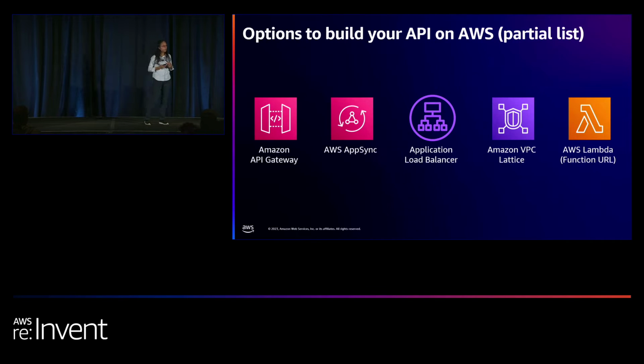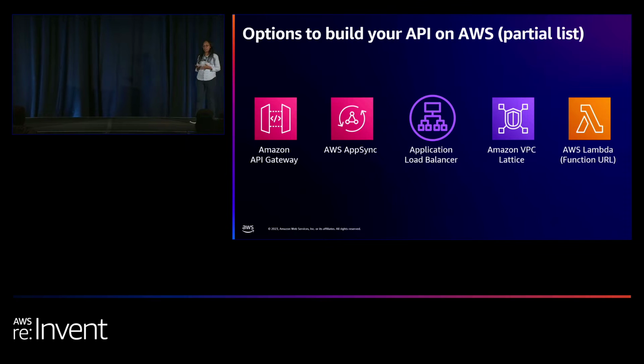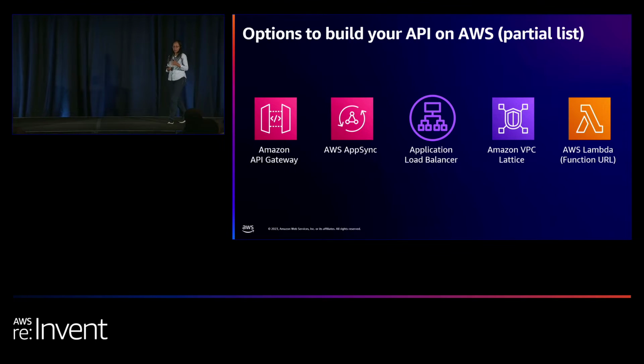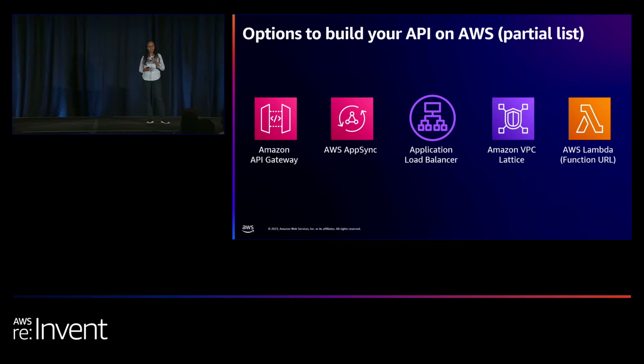AWS gives you multiple options to build APIs. Amazon API Gateway is a managed REST and WebSocket API. AWS AppSync is a managed GraphQL API. Application Load Balancer can be used as an API. Amazon VPC Lattice is a managed REST and gRPC API for services running in a VPC. And finally, Lambda function URL gives you an easy way to create a REST endpoint to trigger your Lambda functions.